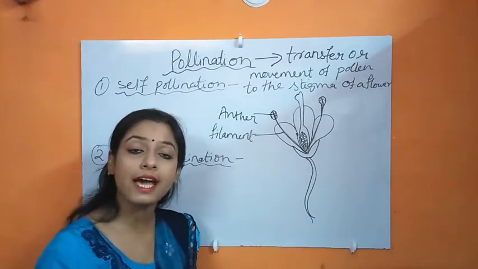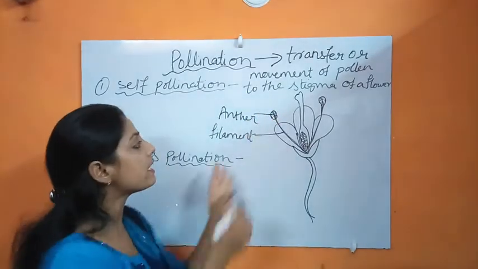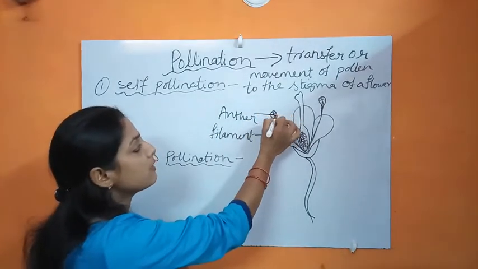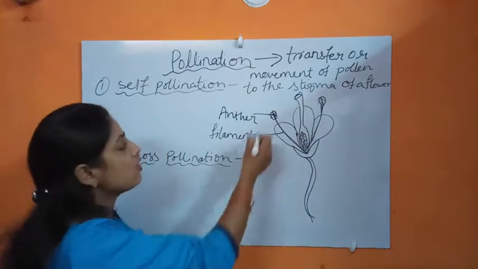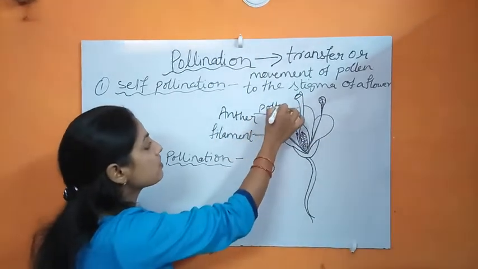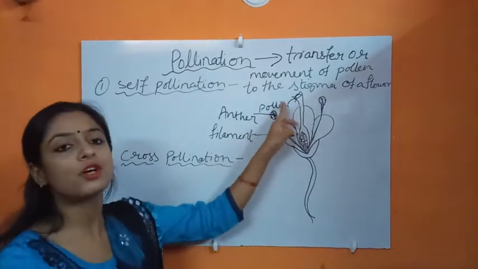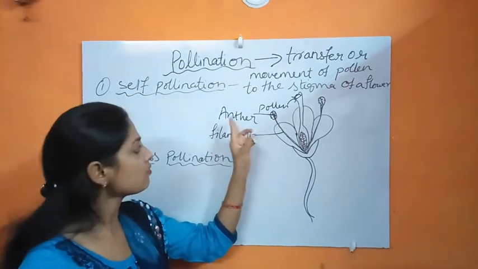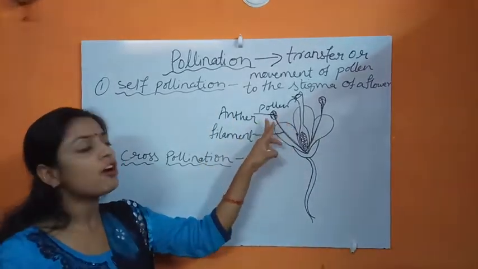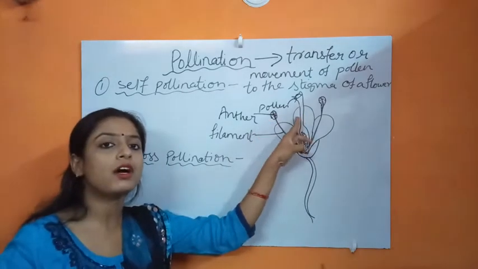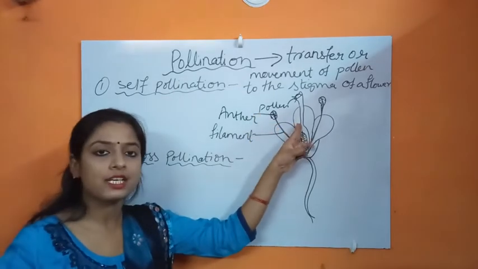Pollen grains are very light in weight, so they move easily to the stigma of a flower. So pollen grains move to the stigma of the flower. This simple process is called pollination. And what is self-pollination? The movement of pollen grains to the stigma of the same flower is called self-pollination.